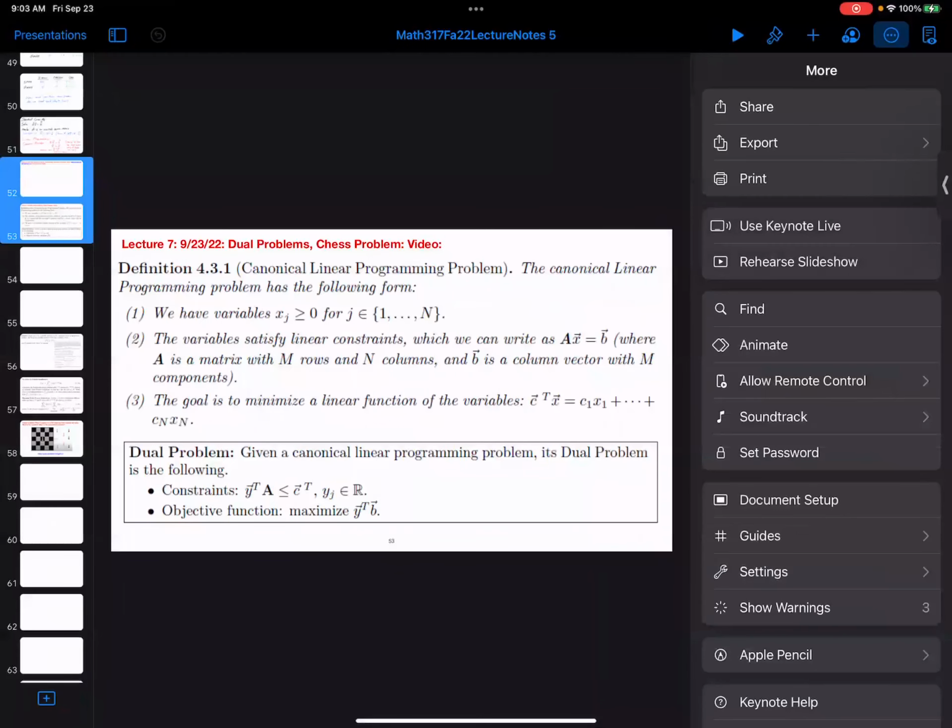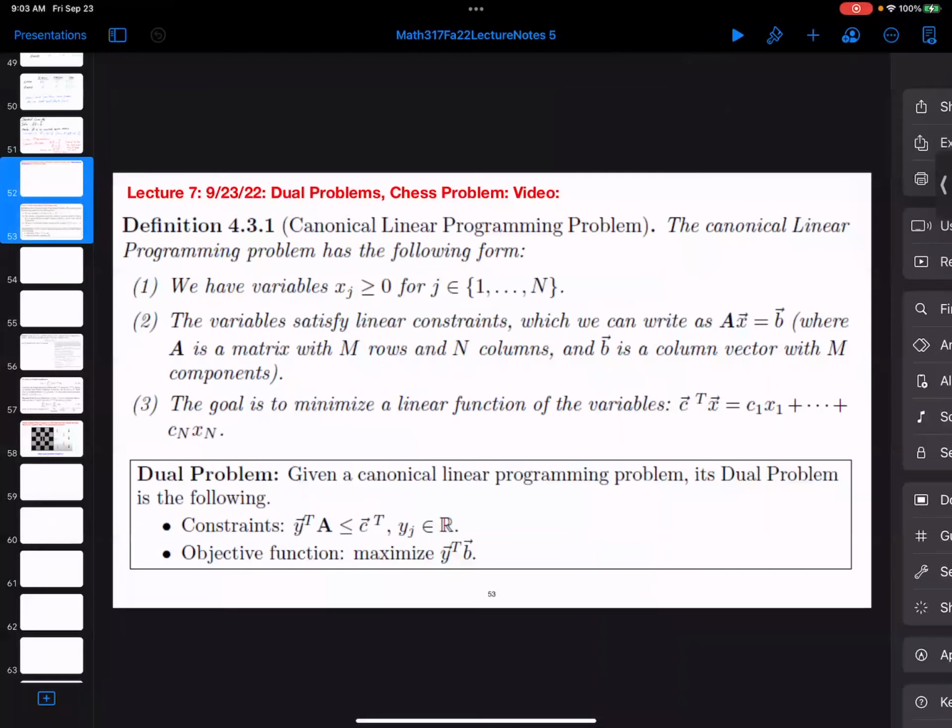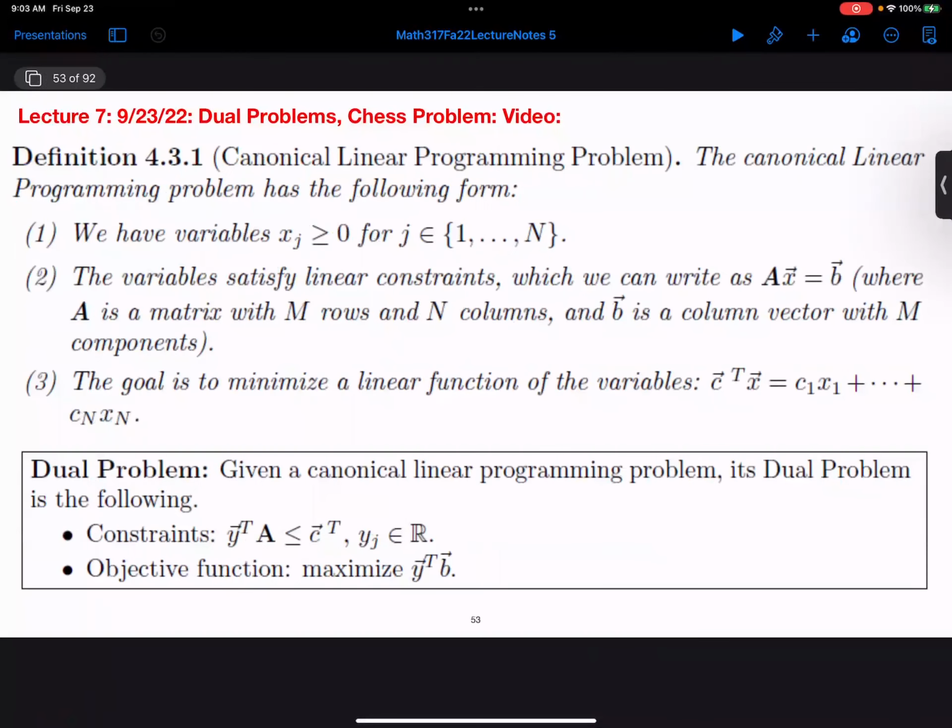Okay, so welcome again to Math 317. This is linear programming. What we're going to do today is talk a little bit about dual problems, a little bit about what kind of problems linear programming solves, and what techniques are used to solve them. Just as a quick review, this was from the lecture you're supposed to watch because I was sick. What is a canonical linear programming problem?